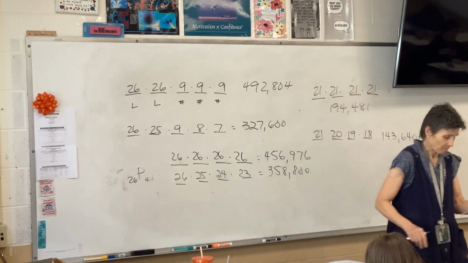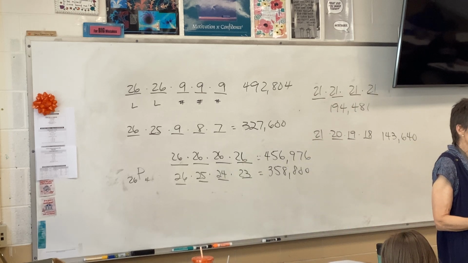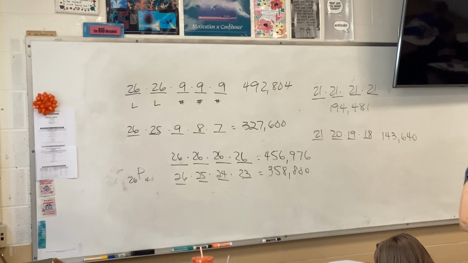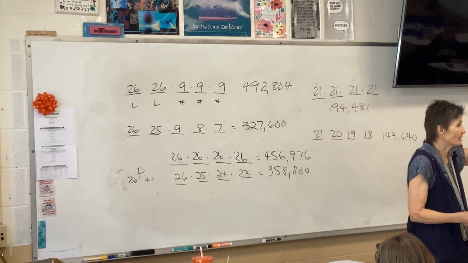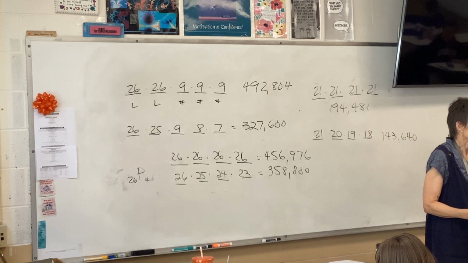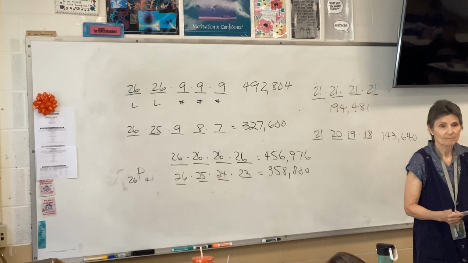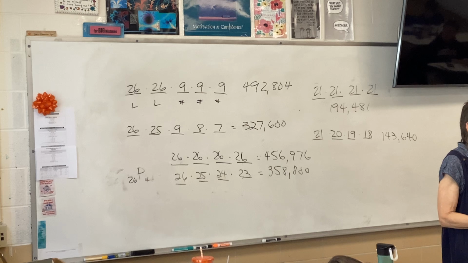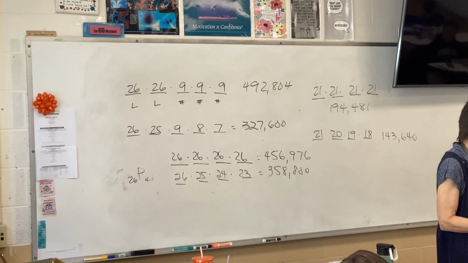Number 15. If a baseball team has 9 starters, how many different batting orders are possible? 9 factorial. Because if you're doing a batting order, aren't you just lining up your 9 guys? And 9 guys in a row is 9 factorial. 362,880. Okay, does everybody understand?